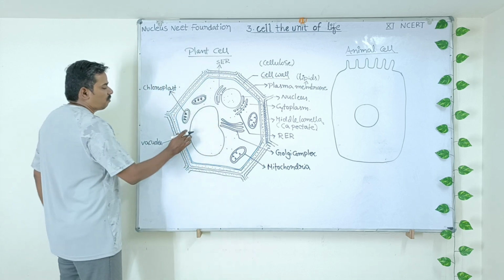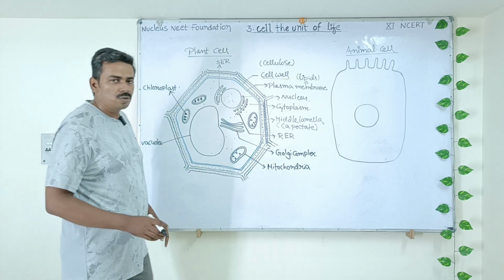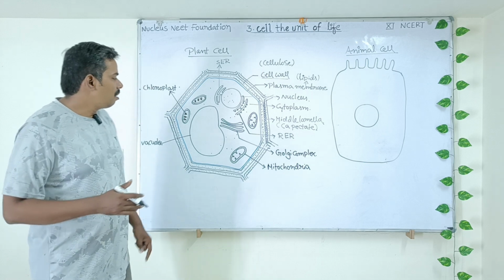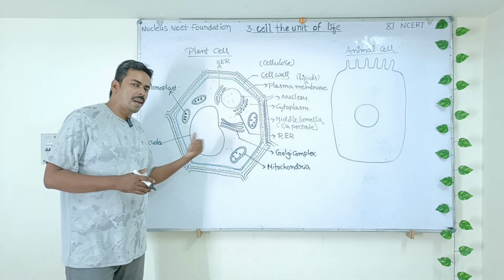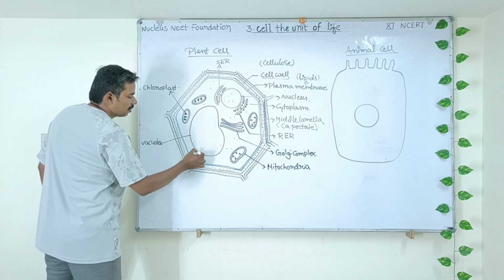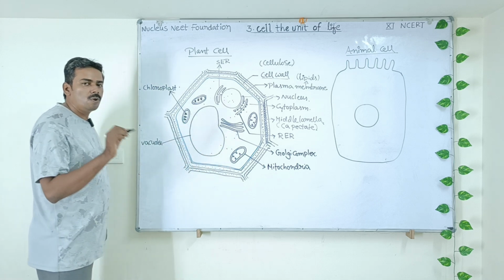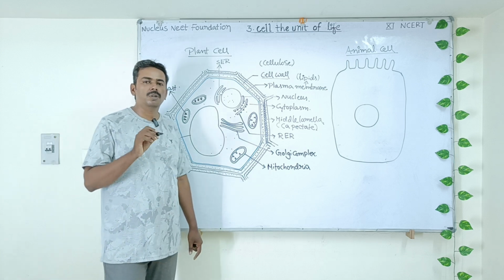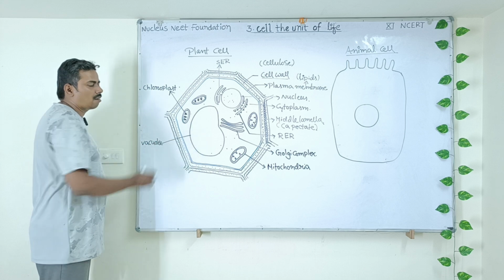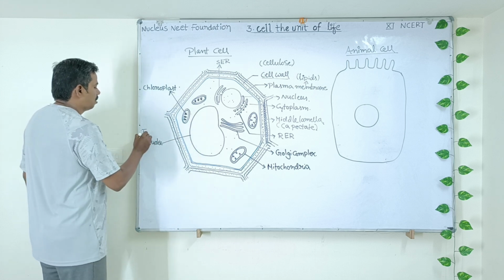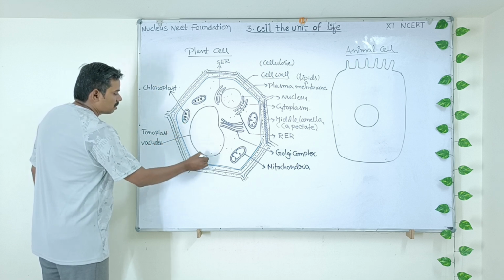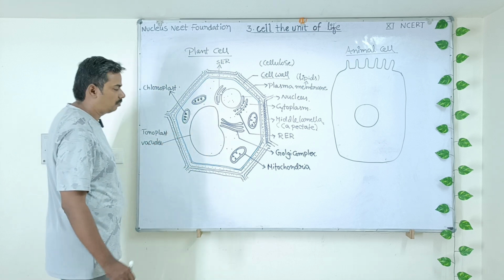What is the function of this vacuole? The vacuole will store several minerals which are present in the cell, and also it will store some waste materials of the plant cell. That is the function of vacuole, and the vacuole is covered by a membrane which is called tonoplast. You can note down in your book, students. The vacuole is covered by a membrane called tonoplast.